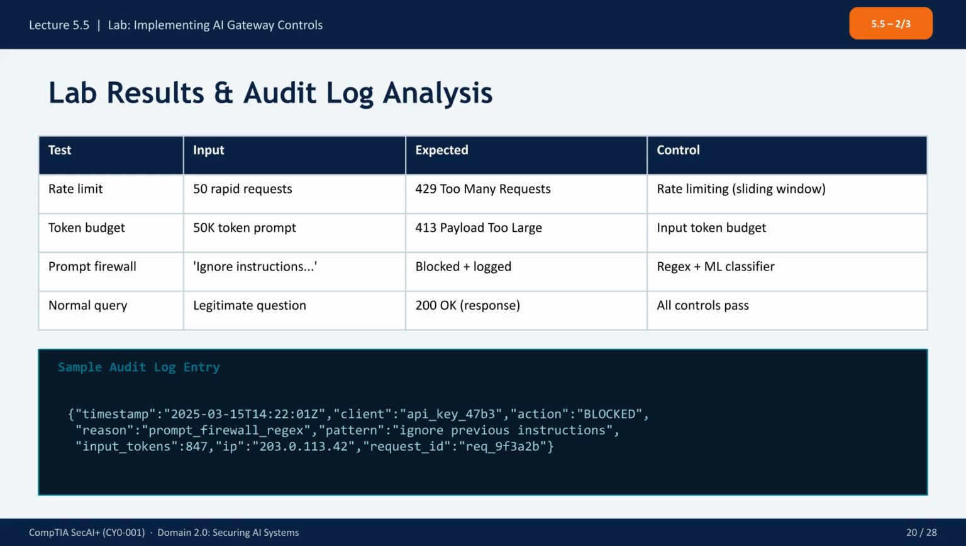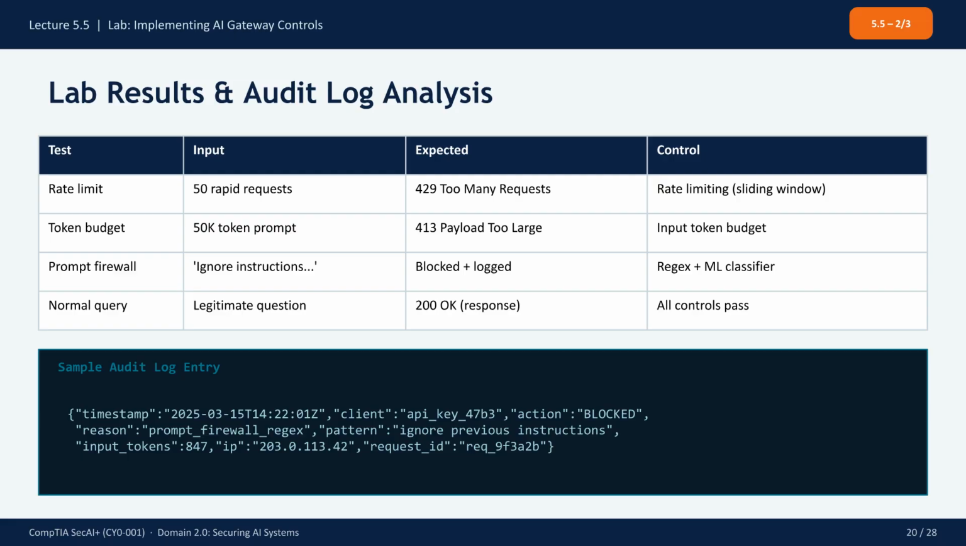The token budget test produces a 413 when the input exceeds the configured maximum. The prompt firewall test blocks the injection attempt and logs it. And the normal query passes through all controls and gets a successful 200 response. Below the results table, look at the audit log entry.